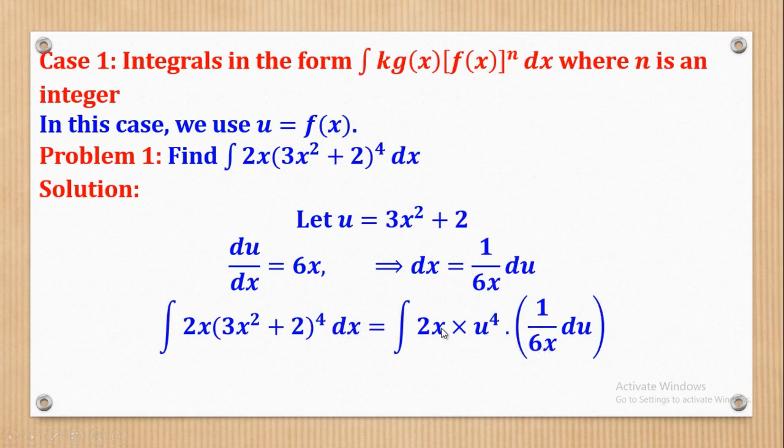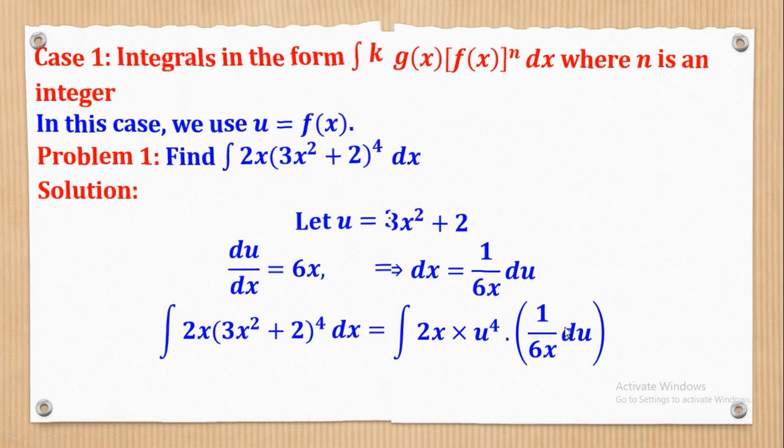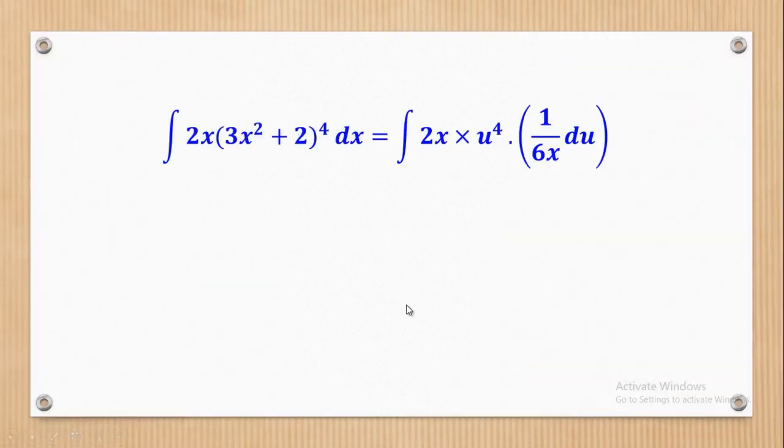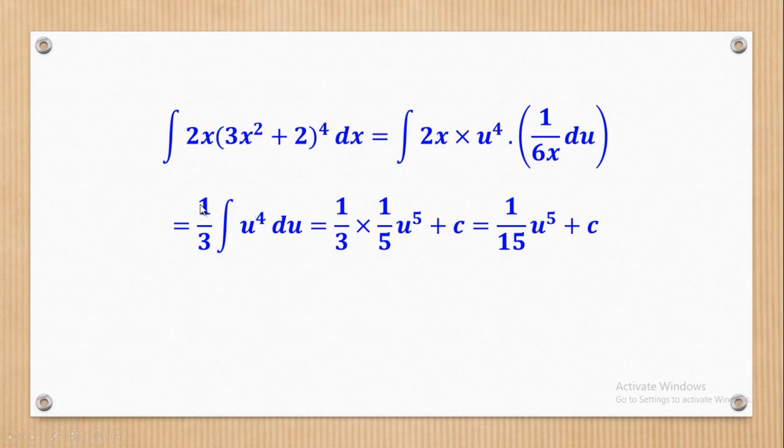And I think I can realize that in this case, 2 and 6, this 2 will reduce 6 to become 3. This x will go with this, and you remain with u to the power 4 over 3 du. So we shall remain with 1 over 3 u to the power 4, and that's what we are going to integrate. 1 over 3 is a constant, so pull it out and we are interested in integrating u to the power 4. I think you can see that after substituting for dx, the integral that results is easily integrated.